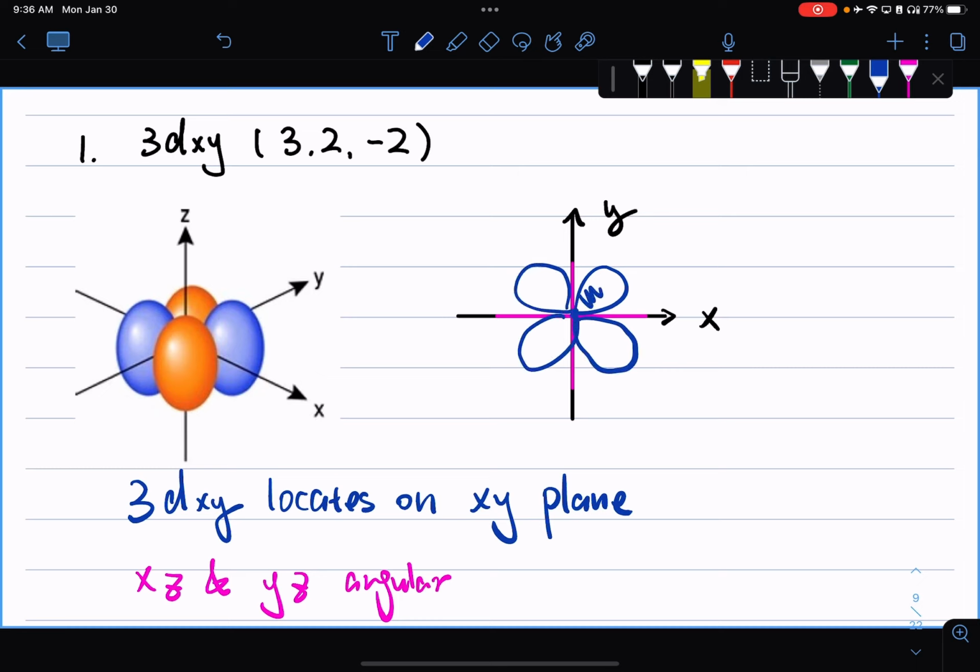All right, so if I shade this part, there's a node here. This one is not shaded. This one shaded. This one not shaded. So the logic is the same. Whenever you see there is a node plane, you switch the phase. You switch the shading of your atomic orbital drawing. So that's the dxy.